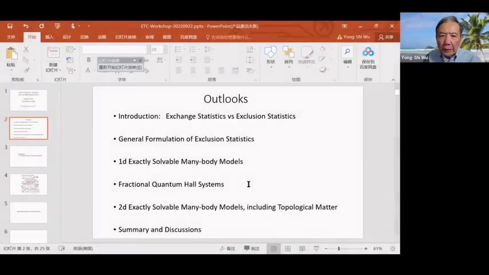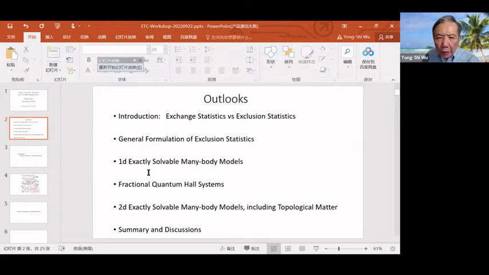First, I'm going to distinguish between the exchange statistics versus exclusion statistics. Namely, physically, there are two different meanings about statistics. Then I'm going to talk about the general formulation of exclusion statistics.